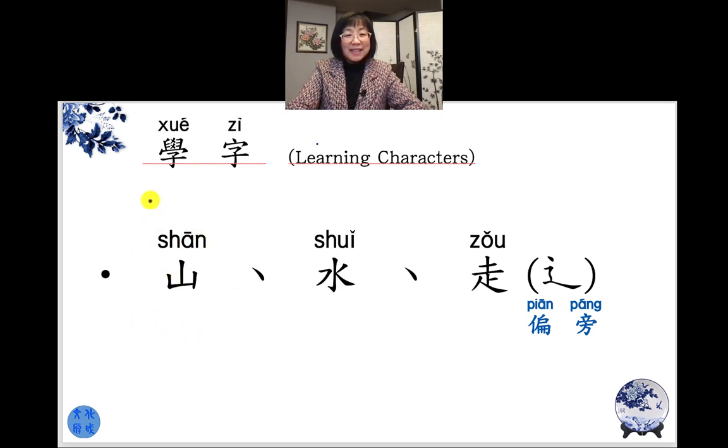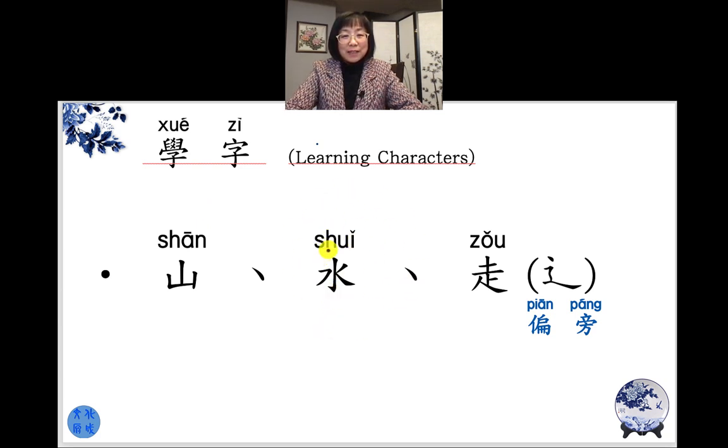山. First tone and the SH. Just imagine somebody is trying to stop you from saying anything, so they do shh. Just like that, the beginning part. Shan, shan, shan, shan.